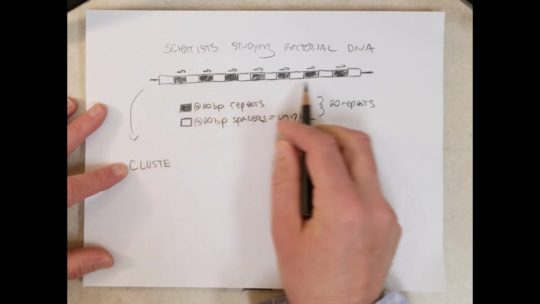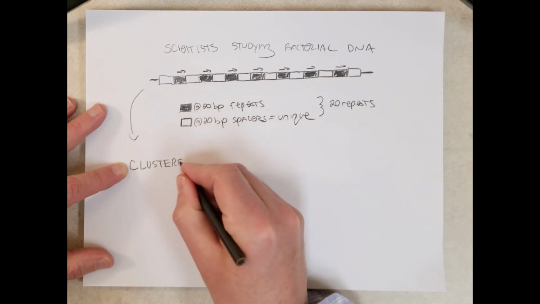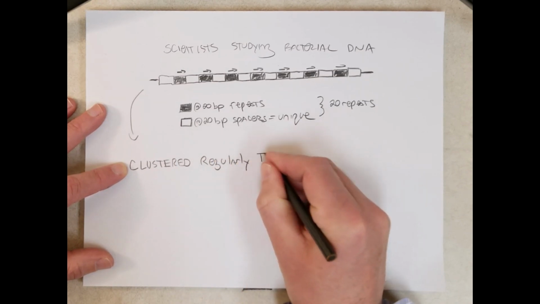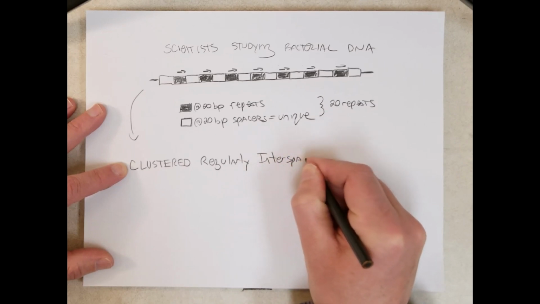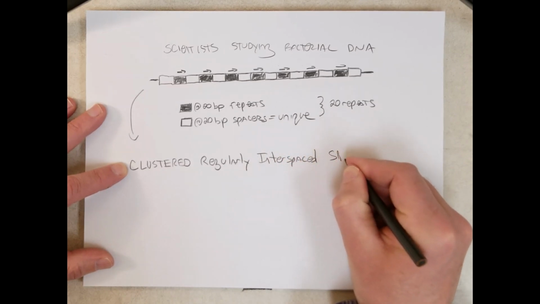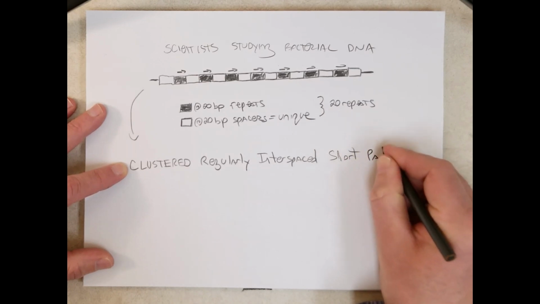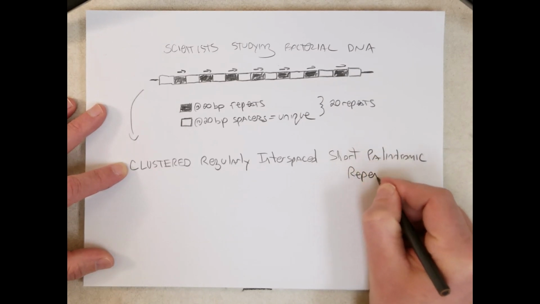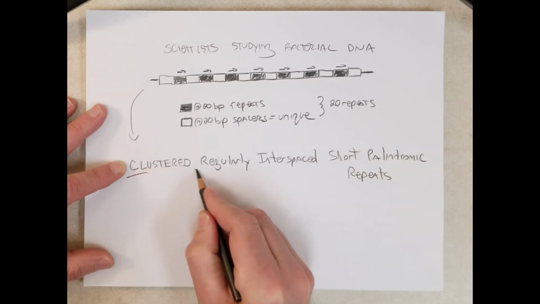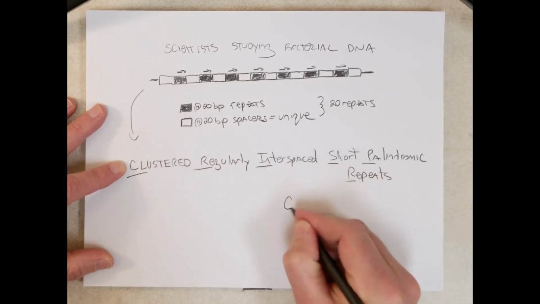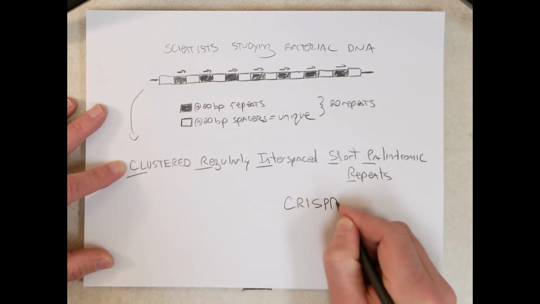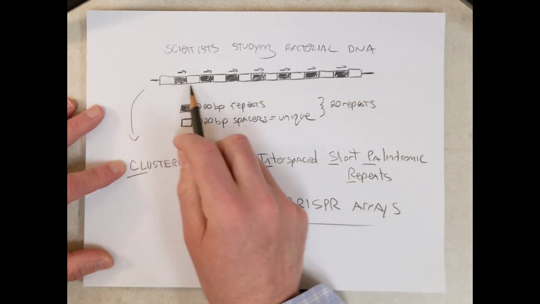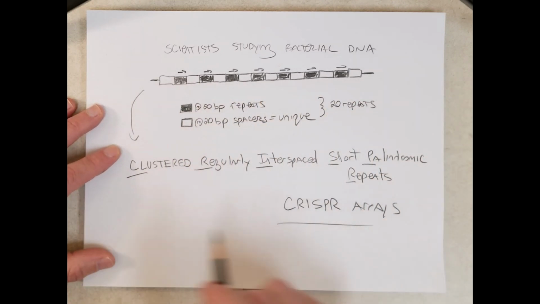They named these clusters as clustered, regularly interspaced, short, palindromic repeats. And together, C-R-I-S-P-R, CRISPR. So CRISPR arrays. And this would be one CRISPR array. The repeats are arrayed. So that's where that array comes from.